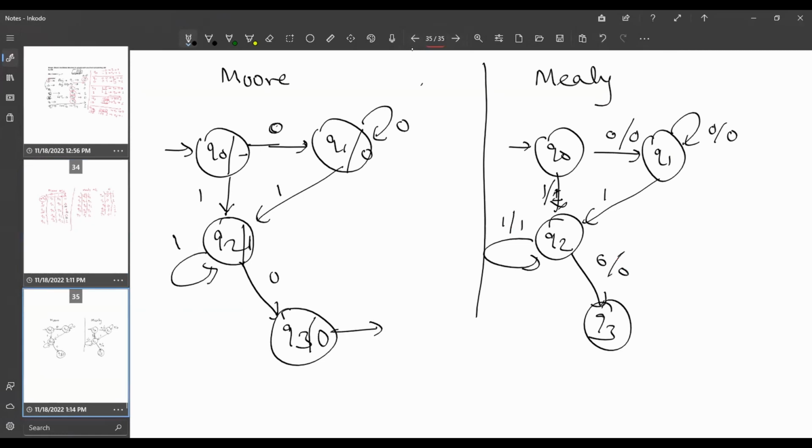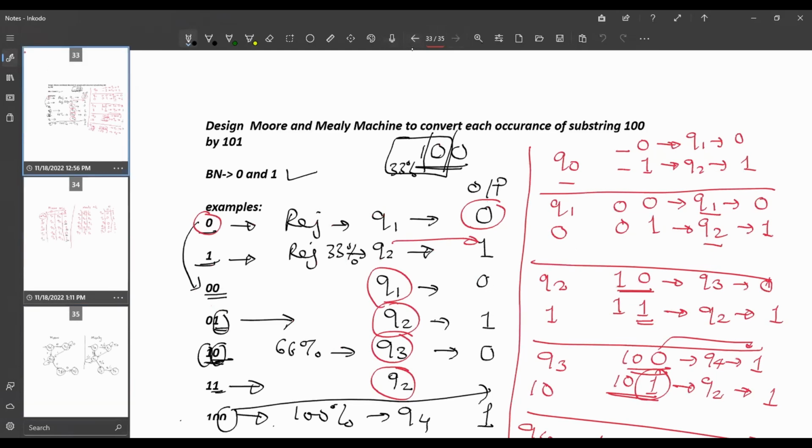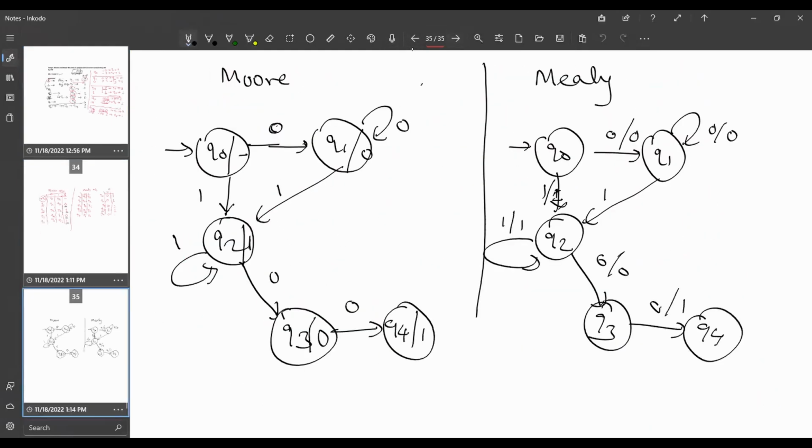Now Q3 on 0, it is going to Q4, and the output of Q4 was 1. Here the output of Q4 is 1. Now Q3 on 1 it is going to Q2. So on 1 it is going to Q2 with the output 1.